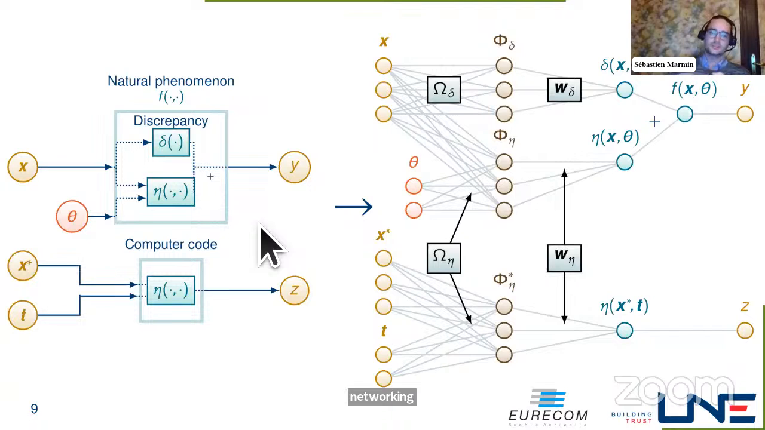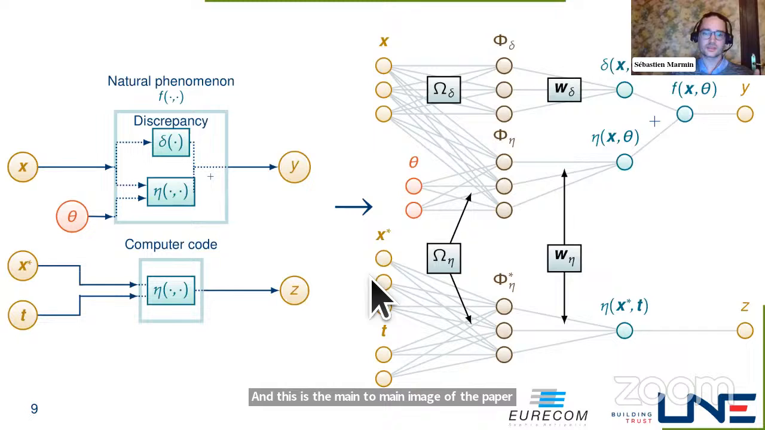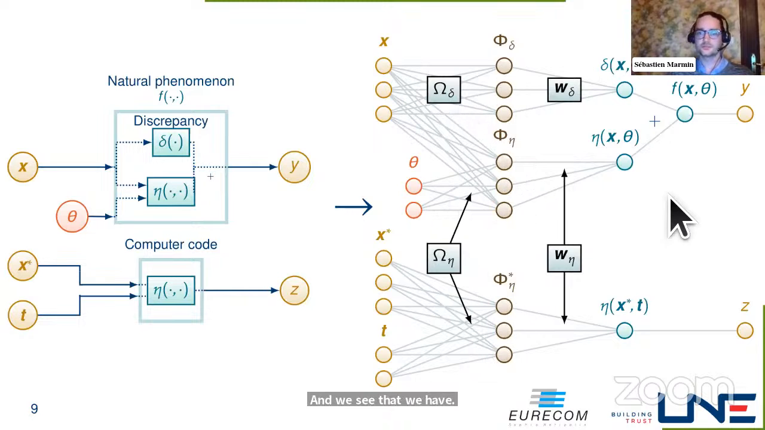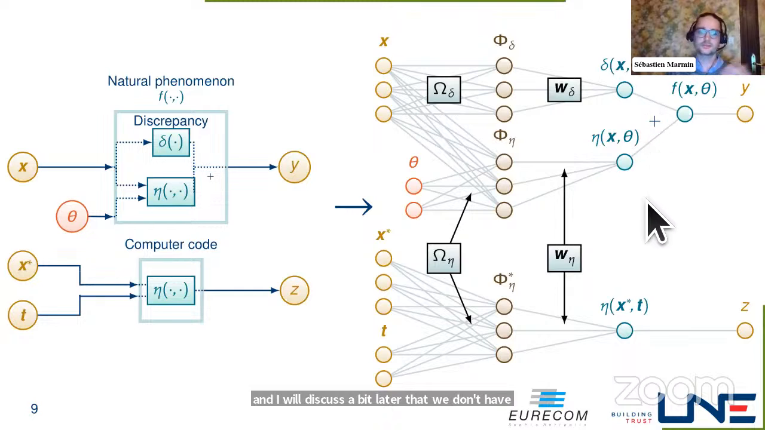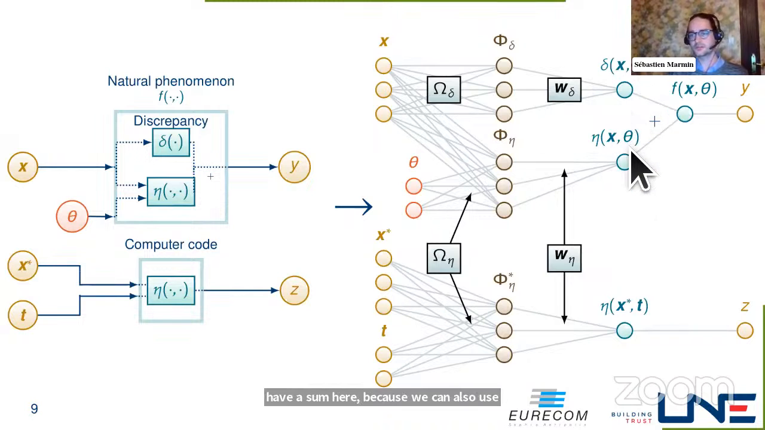And this is the main image of the paper. We replace all the Gaussian processes by their formulation as a neural network approximation. And we see that we have two neural networks, one for the natural phenomenon and one for the computer code, but they evolve together. They have partly the same weights because they share eta, the computer model. They share the computer model, but they have different inputs. They have the same weights, but different inputs. And here we have a sum. And I will discuss a bit later that we don't have to have a sum here because we can also use another Gaussian process. We will generalize this. And of course, this is only one layer, but we can also generalize to several layers to have more flexibility in the models.